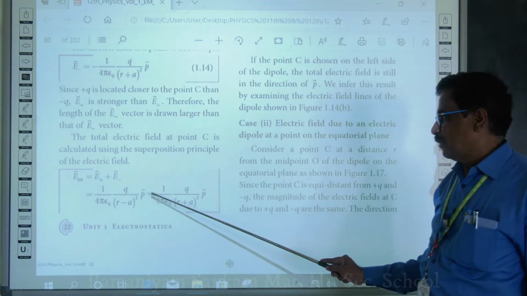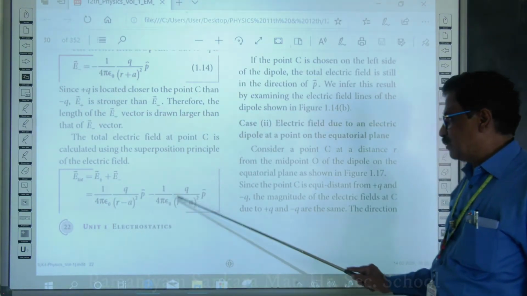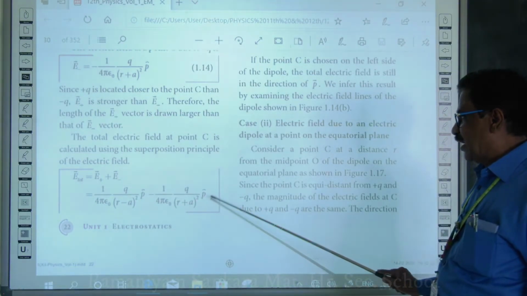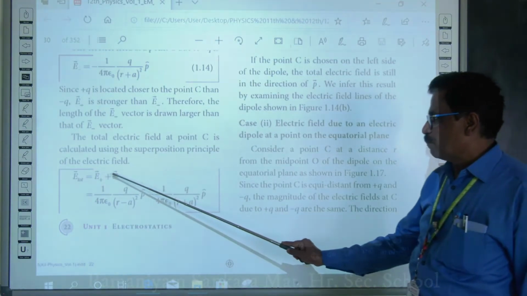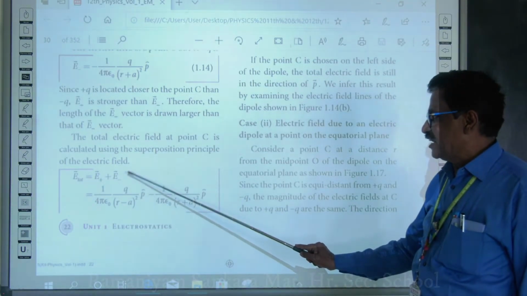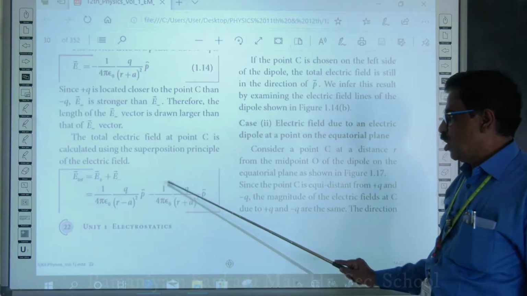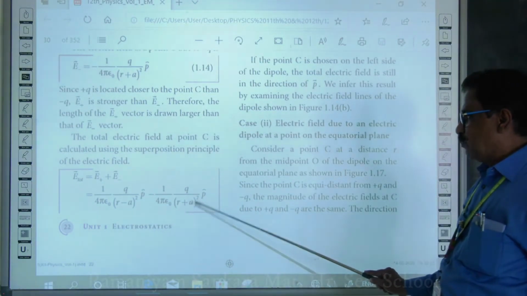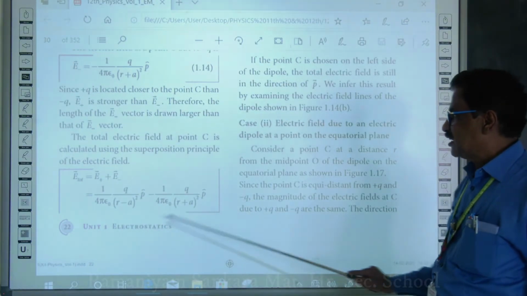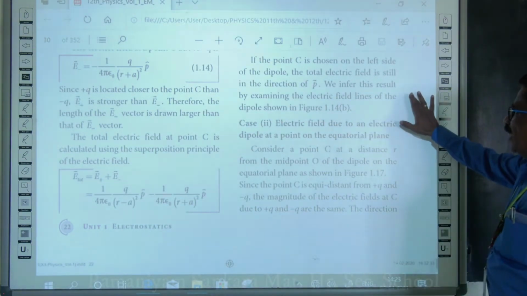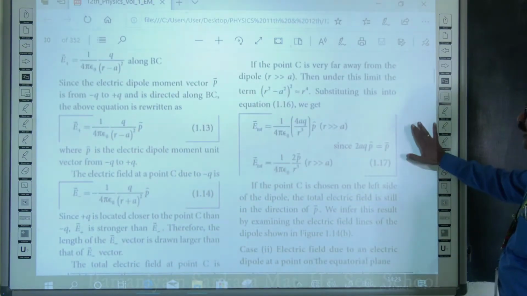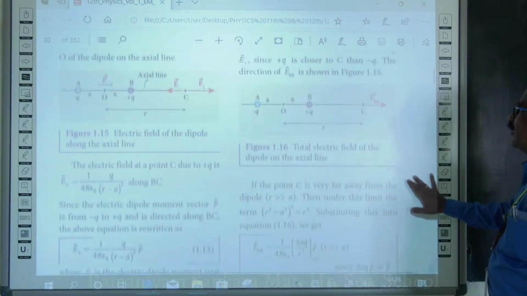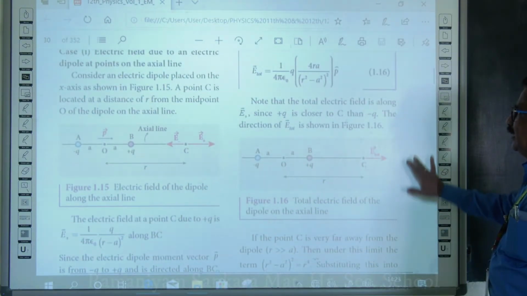the electric dipole moment. Similarly, the same 1 by 4 pi epsilon naught, same q, instead of r minus a, you have to put (r plus a) whole square and P cap. Remember here plus and this will get minus, into plus minus. What is common here? Only 1 by (r minus a) square and 1 by (r plus a) square are uncommon, all others are common. Take the common ones out.